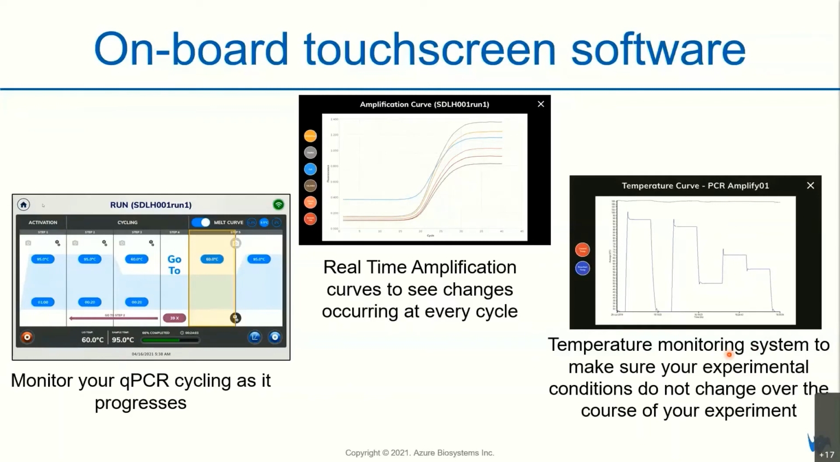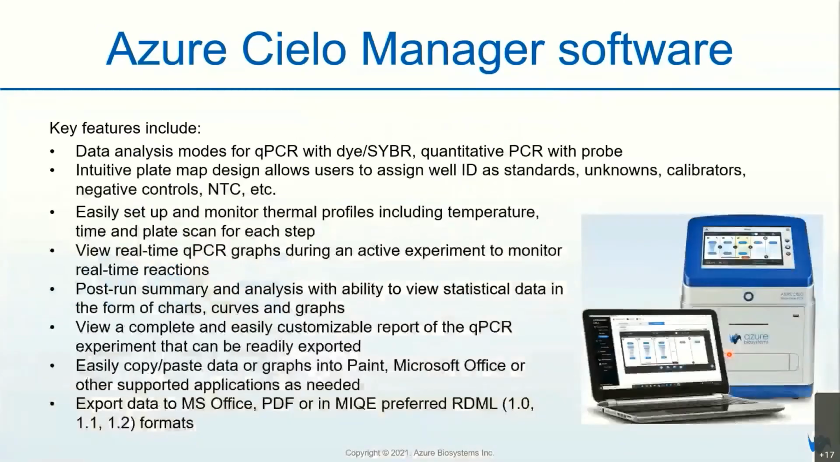Now, after you finish your Qpcr run and you get your data, we will move into the PC. The PC is where you have the Cielo Manager software. It has a lot of key features listed over here. You can analyze, we have 3 different analysis modes at the moment, compatible with probe and dye based chemistry. And it has a very intuitive plate map design, so you can assign the information on the well.